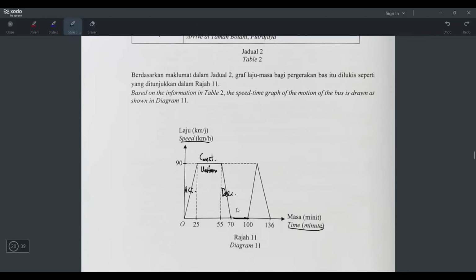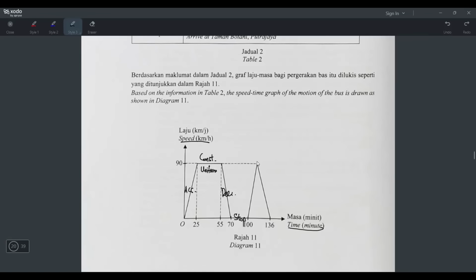Okay, what's the meaning of here? Here is when the speed is zero. Do you realize? From 70 minutes to 100 minutes, the speed is at zero. That means this is when they stop. Yeah, because the speed is zero. When will the speed of the car be zero? When it stops, when the engine is switched off. You switch off the engine, that's when the speed is zero.